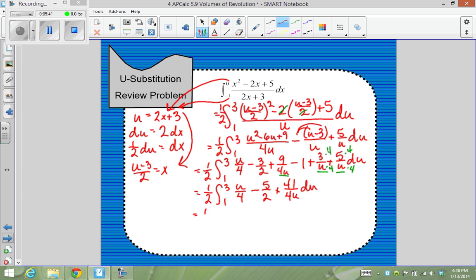So that's going to be 1/2 times this whole thing in brackets. Integrate this, I'll get u squared over 2 times the 4, so u squared over 8, minus 5 halves u, and then plus 41 over 4 natural log absolute value of u. Okay, and then all of this is going to be going from 1 to 3.